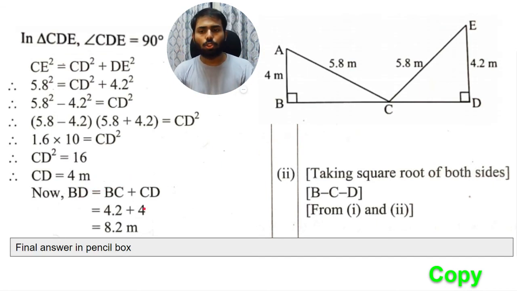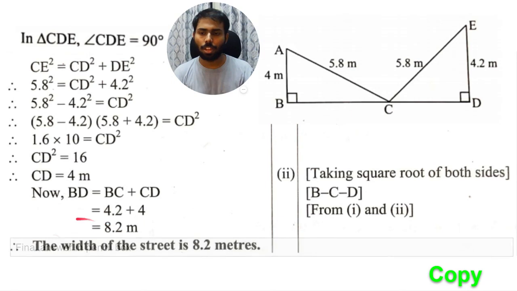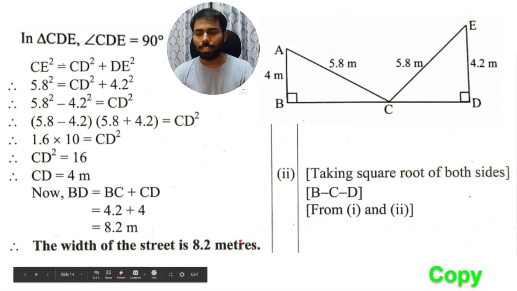Okay, so BC is 4.2. जहां पे भी BC 4.2 मिला था उसको इक्वेशन नंबर 1 लिख देना. जहां पे भी CD 4 मिला था उसको इक्वेशन नंबर 2 लिख दो. फ्रॉम 1 and 2 लिख दो. So 4.2 plus 4 is 8. Then you write the final answer in sentence form in pencil box. The width of the sheet is 8.2 meters.